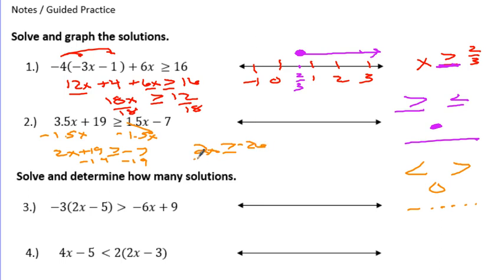Negative 26 divided by 2. And then I'm going to get, let's see here, I divided both sides by positive 2, so I'm not flipping my sign. x is greater than or equal to negative 13. Having a negative number is fine. I did not divide both sides by negative 2. I divided them both by positive 2. So my answer is negative 13.